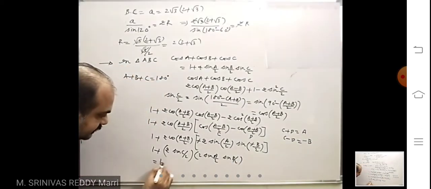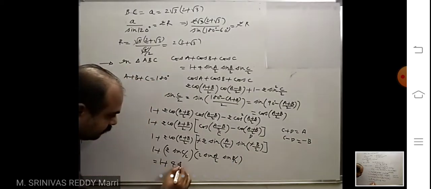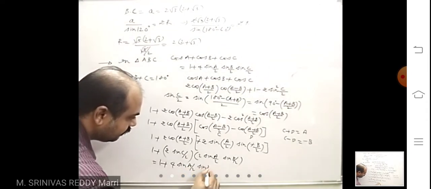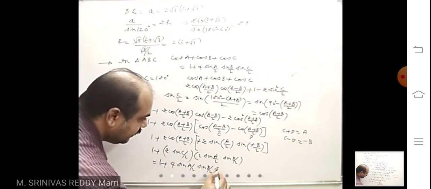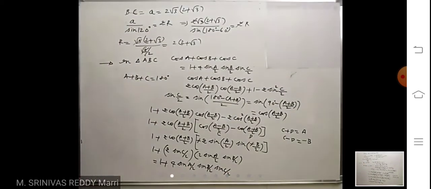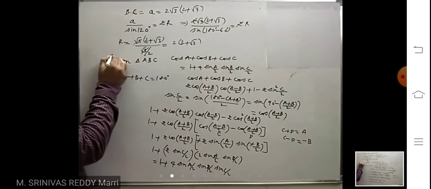So therefore this is nothing but 1 plus 4 sine A by 2 sine B by 2 sine C by 2. This is the theorem. This you have to remember.